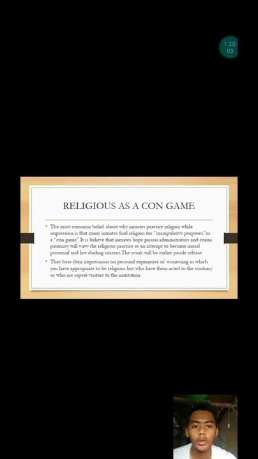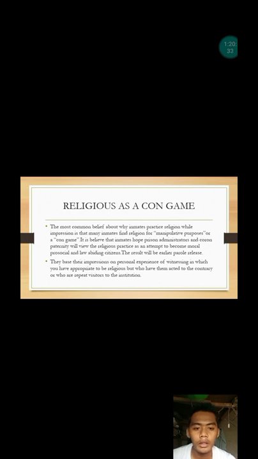Religion as a con game. The most common belief about why inmates practice religion while in prison is that many inmates find religion for manipulative purposes, or what is called the con game. It is believed that the inmates hope that prison administrators such as the warden will view the religious practice as an attempt to become moral, pro-social, and law-abiding citizens. So the result will be earlier parole release.